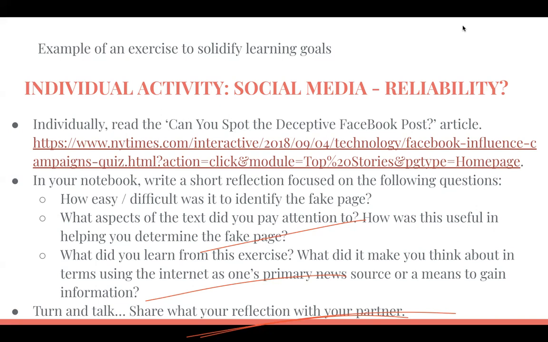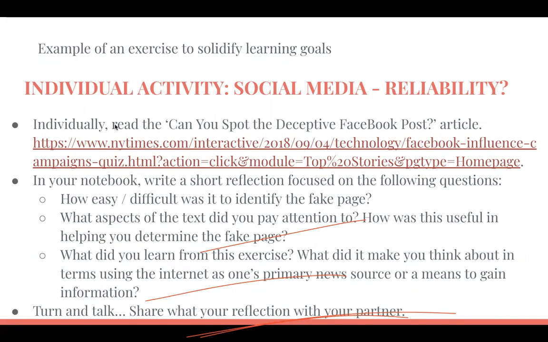So I may mix it up, but individually is how they have to learn it in the end, right? For an assessment. So this is a link to, "Can you spot this deceptive Facebook post?" It is about how foreign governments or companies try to influence, versus someone's individual page. I give them this, and I have them sit down to discuss which one is the right one, which is the wrong one. I don't want to go too far into this. I just want to give you an example of how to solidify learning goals.